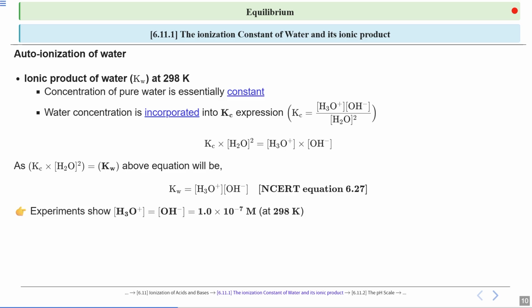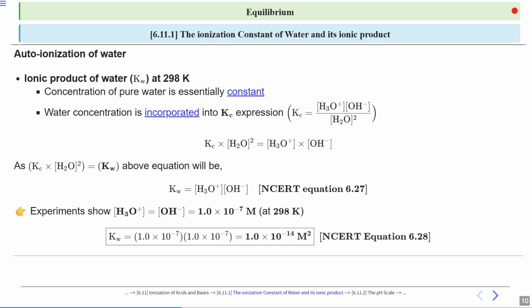I told you that we are going to define a definite value for this Kw at 298 Kelvin. That is totally based upon experimental values of the hydronium ion concentration and hydroxide ion concentration, which is equal to 1 into 10 to the power minus 7. So this is the experimental result for the concentration of both the hydroxide ion and the hydronium ion at 298 Kelvin. We will substitute this back in the above equation 6.27 to get the value of Kw as 1 into 10 to the power minus 14, and mole squared will be giving you the unit. So this is your final equation 6.28.